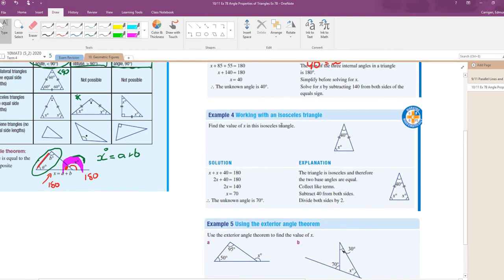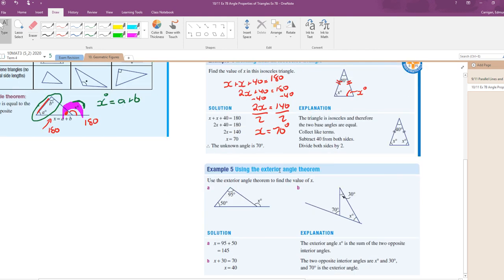All right, so an isosceles triangle. We want to find the x in this isosceles triangle. They've told us that these two sides are equal. That means this one is also x. So x plus x plus 40 equals 180. 2x plus 40 equals 180. If we subtract 40 from both sides, 2x equals 140. Divide through by 2, x equals 70 degrees.